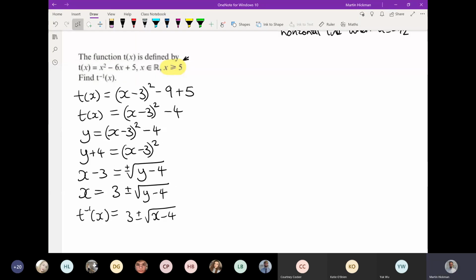So what we need to do is decide whether this is going to be 3 plus the square root of x minus 4 or 3 minus the square root of x minus 4. Now, remember, my domain is x is greater than or equal to 5. What that means is the range of f to the minus 1 of x must be greater than or equal to 5. Remember, your domain is the same as the range of your inverse.